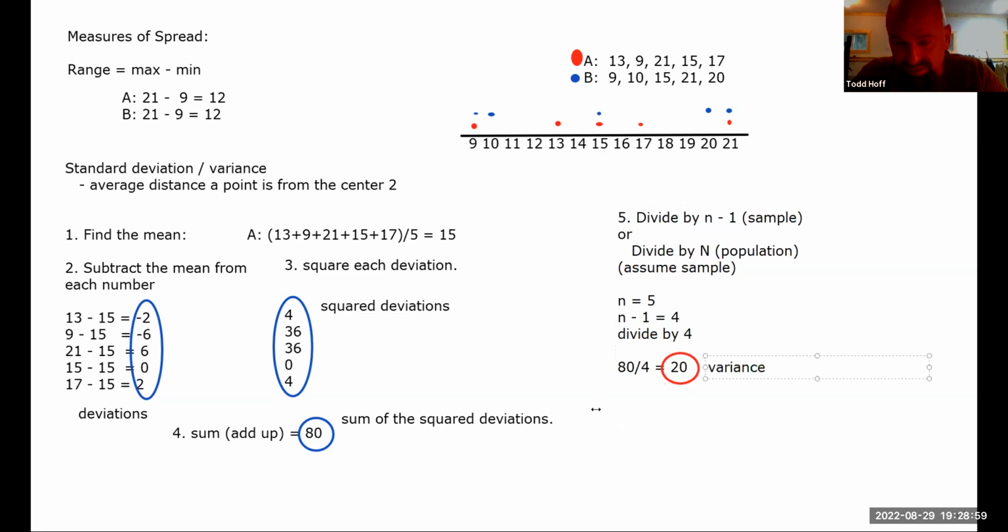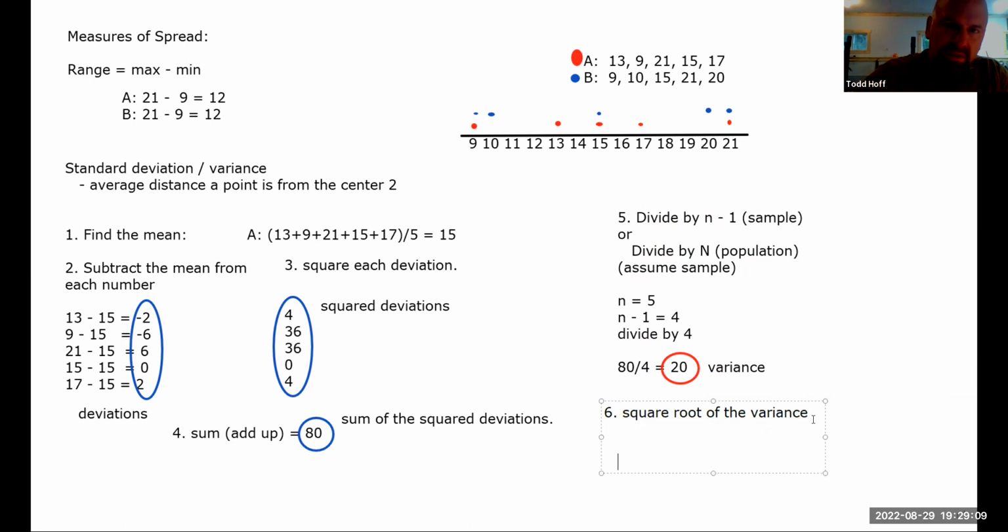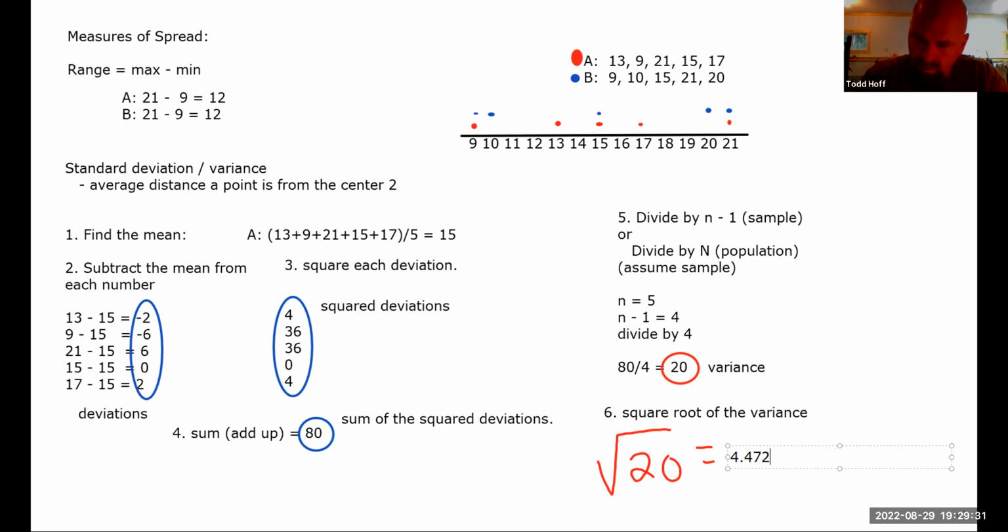Now we said standard deviation was a 6-step process. So step 6 is to find the square root of the variance. So the square root, remember, looks like this. The square root of 20 is going to be 4.472 or so, rounded. That would give us the standard deviation.